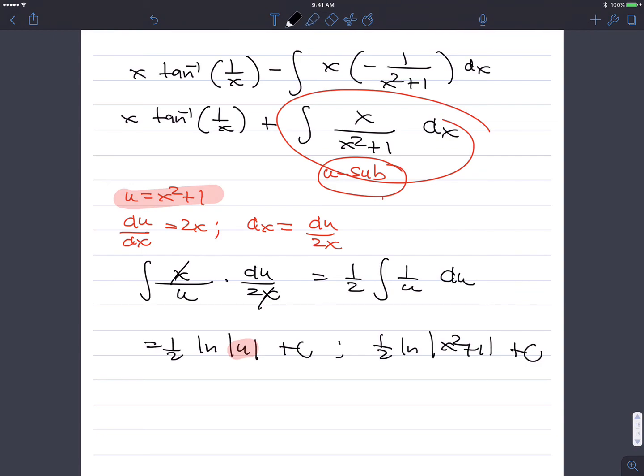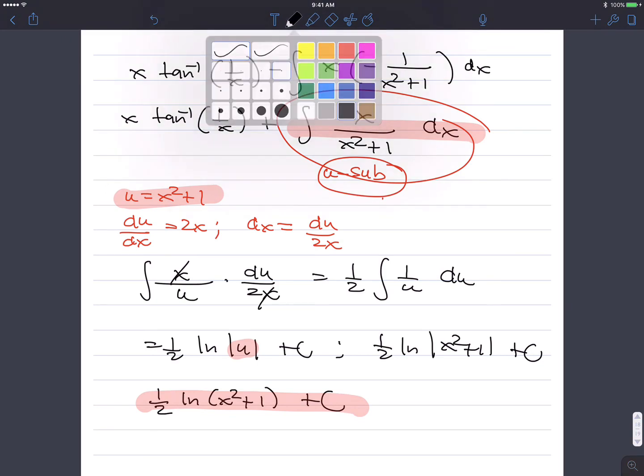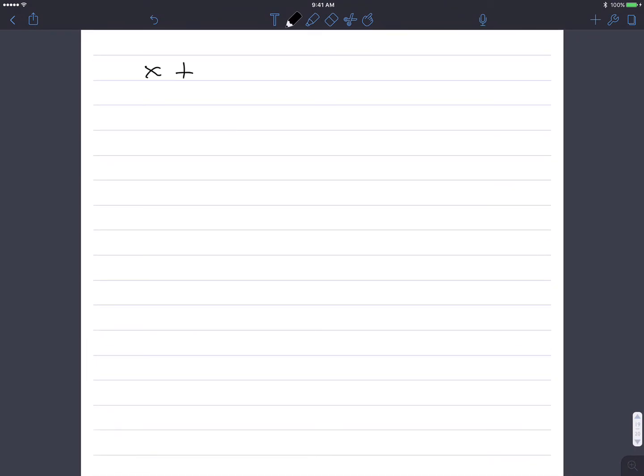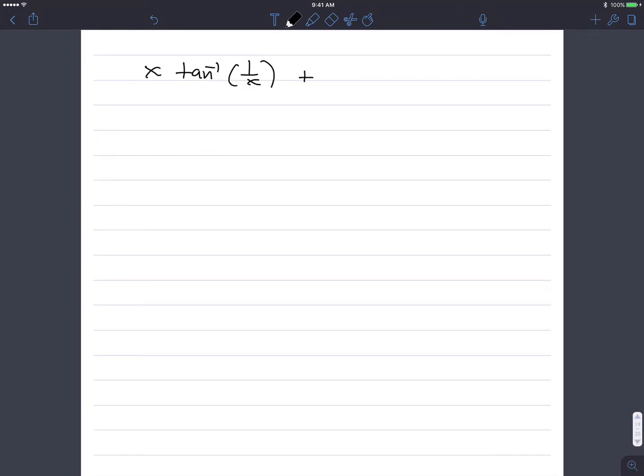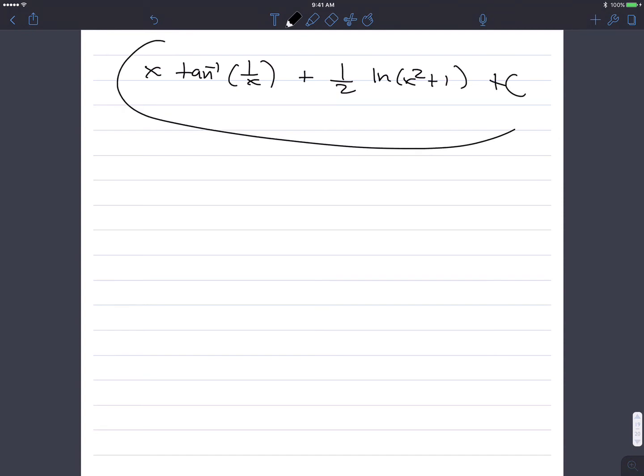I'm going to point out that x squared plus 1 is always positive, so you might see it as 1/2 natural log of x squared plus 1 plus that c. Every time we get down here, my writing gets like chicken scratch. That's the integral in red here. This is what we just determined right here. So altogether, final answer. This is x inverse tangent of 1 over x, plus 1/2 natural log of x squared plus 1 plus your c. Here's your answer.